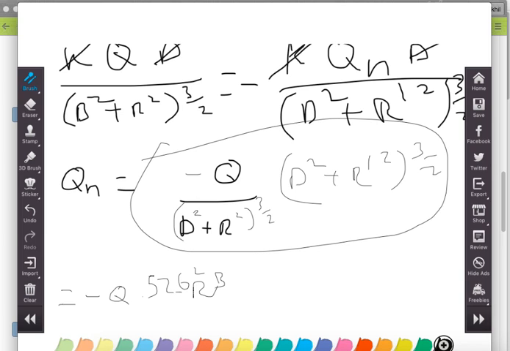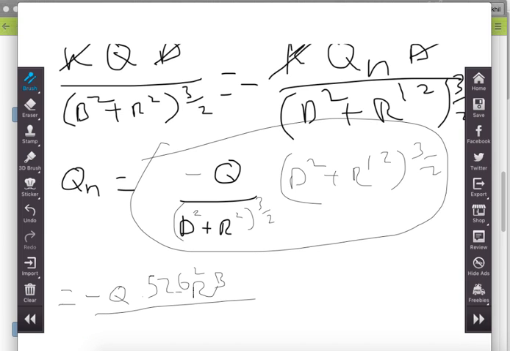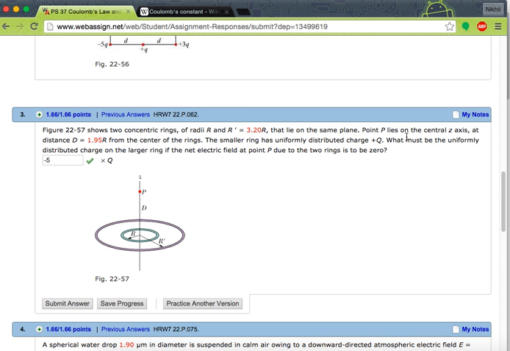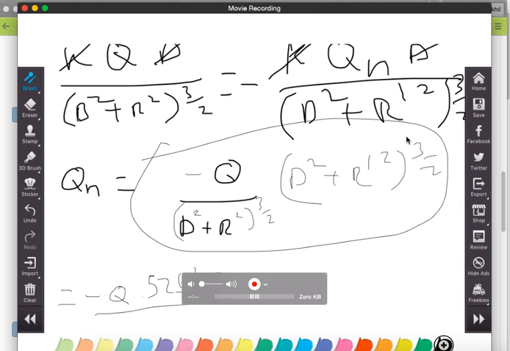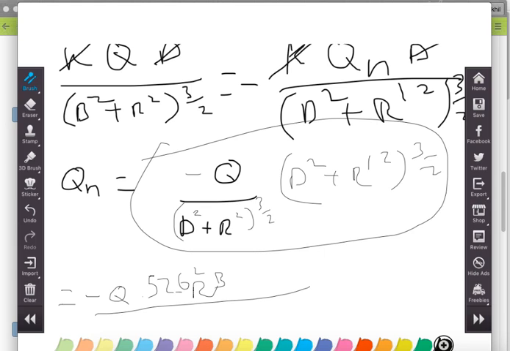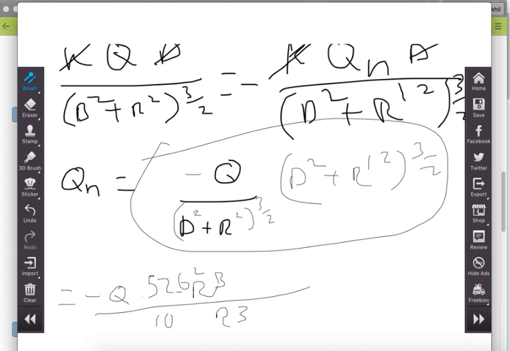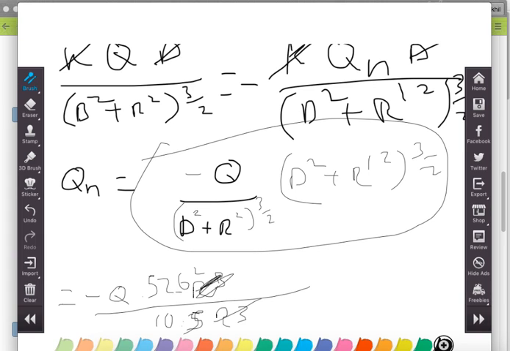52.62, but we'll just do 52. And then on the bottom, you do a similar thing. You get d squared, which is equal to, in terms of r, so we know that. And then r squared is just going to be r squared. So it's going to be 1 times r squared. So 1.95 squared is 3.8, plus 1 is 4.8. So you'll have 4.8 raised to the 3 over 2 multiplied by r cubed. So r cubed, and then 4.8 raised to the 3 over 2 is equal to 10.5. These r cubes cancel.